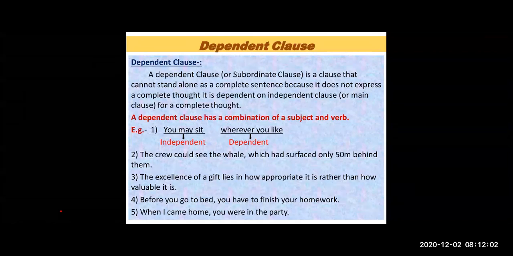Why can it not stand alone? Because it does not express a complete thought. It does not express a complete meaning. It is dependent on an independent clause. A dependent clause is dependent on an independent clause or main clause. An independent clause is known as a main clause for a complete thought. See again the definition.